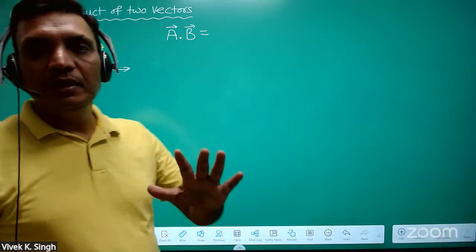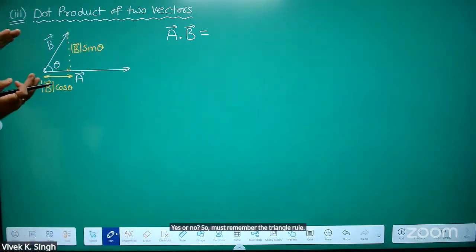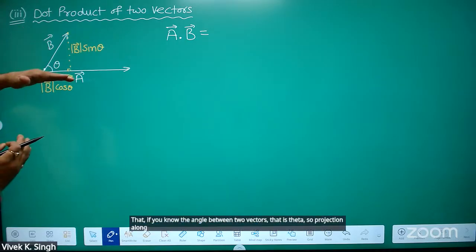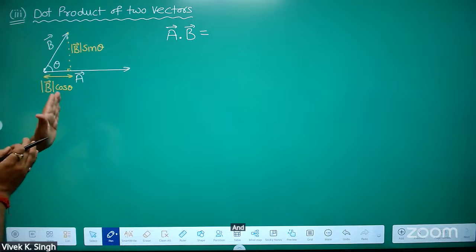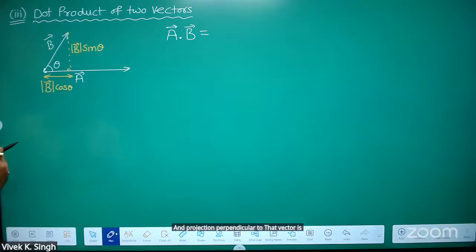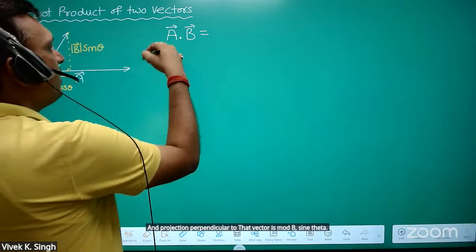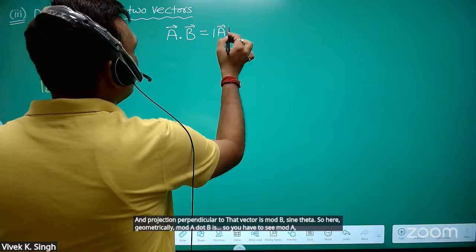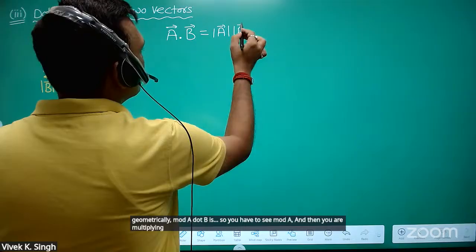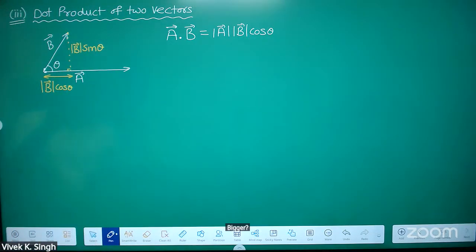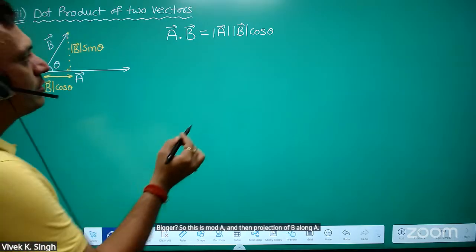Sir, you must remember the triangle rule: if you know the angle between two vectors, that is theta, then the projection along another vector is cos theta, and the projection perpendicular to that vector is mod B sin theta. So geometrically, mod A dot B is mod A multiplied by mod B cos theta. So this is mod A and then the projection of B along A. And it's a scalar value.